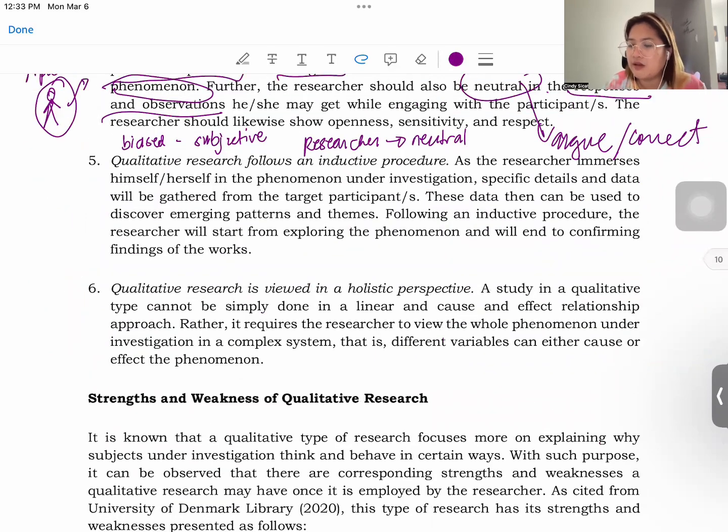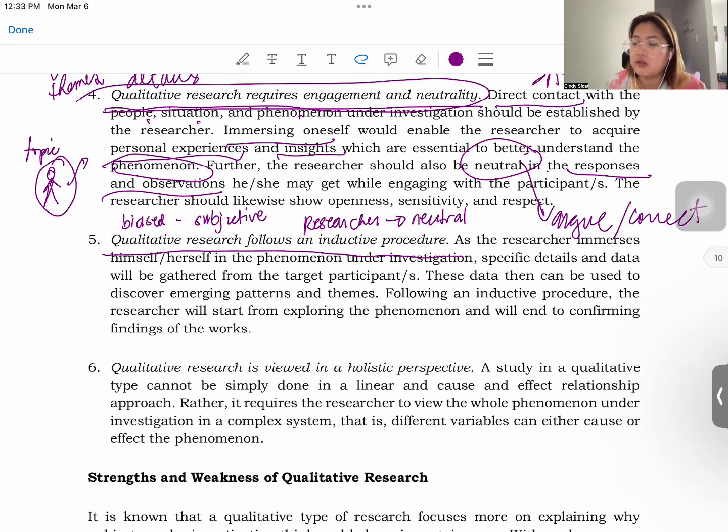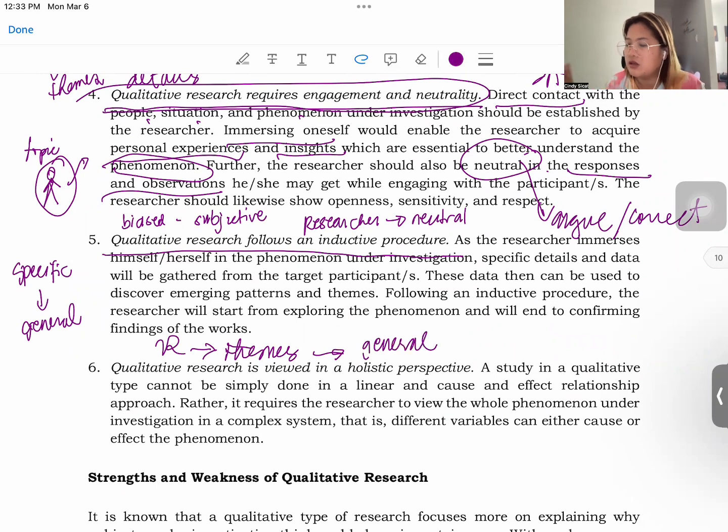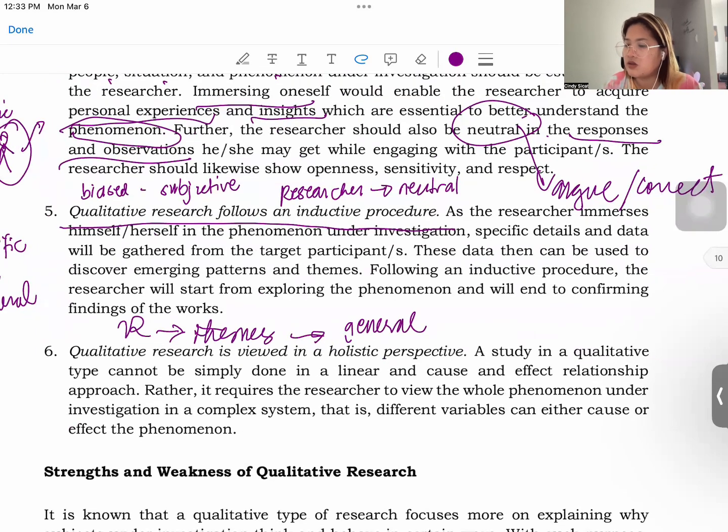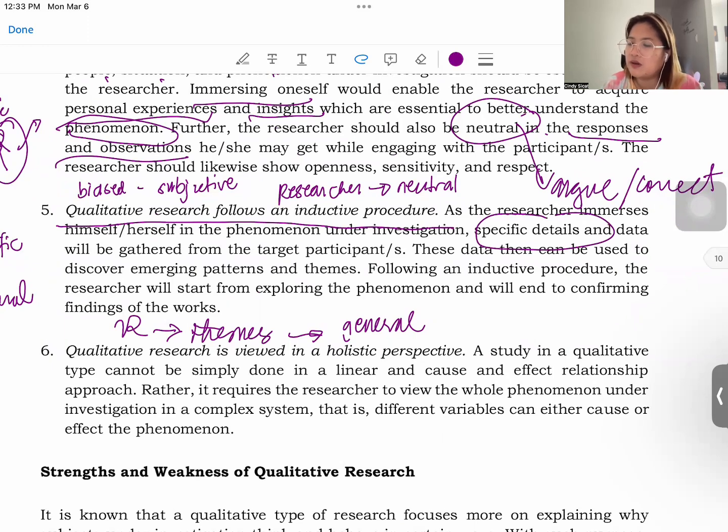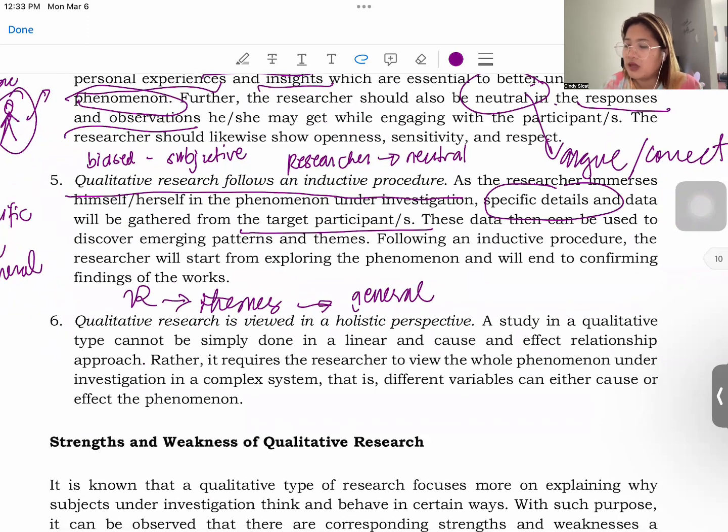Okay? So, number 5 naman, qualitative research follows an inductive procedure. Kapag inductive, specific to general. Kaya nga ang movement natin is you have the responses, then from the responses, magpo-formulate tayo ng themes, okay? Mula dun sa mga themes na yun, we'll get something general, okay? Did we get that? Okay? So as the researcher immerses himself or herself in the phenomenon under investigation, specific details and data will be gathered from the target participants. These data then can be used to discover emerging patterns and themes. So, if din nyo na-imagine, for qualitative research, it's just like you select a particular phenomenon and then select ka ng mga participants mo.